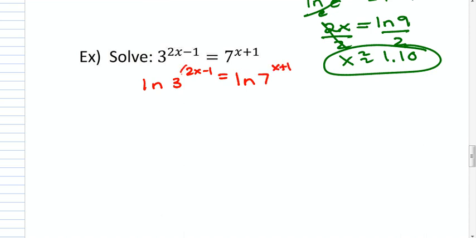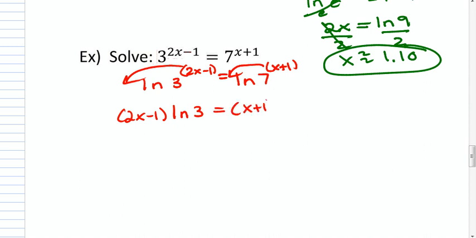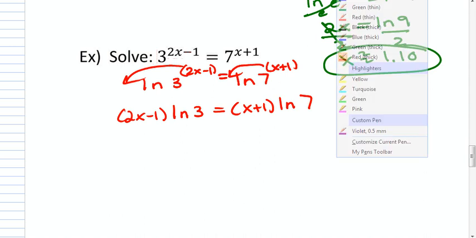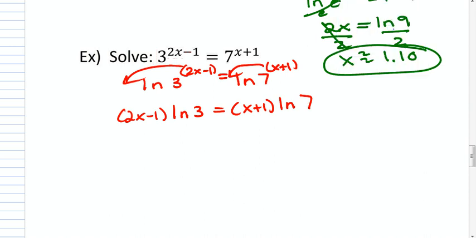Now remember, the exponents roll to the front. So you have (2x minus 1) times the ln of 3 equals (x plus 1) times the ln of 7. And you might be like, well, how am I going to isolate the x when there's an x on both sides? Well, you can't at this point.